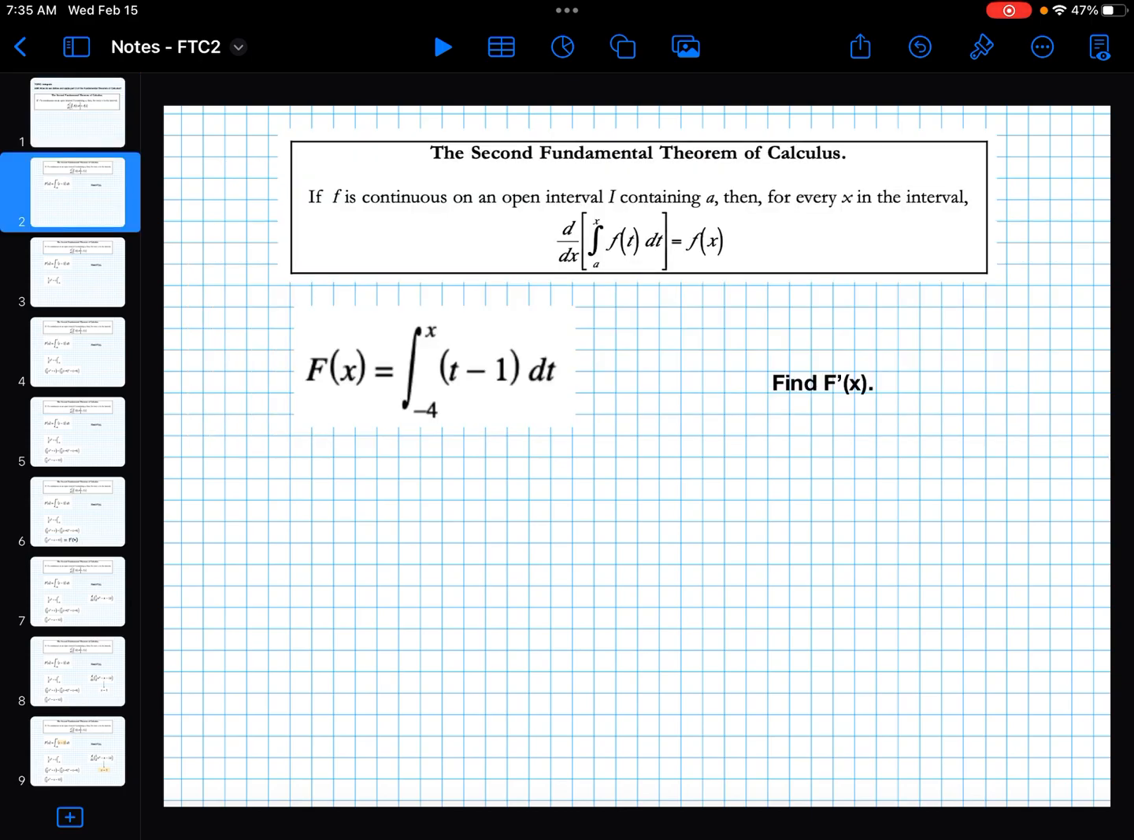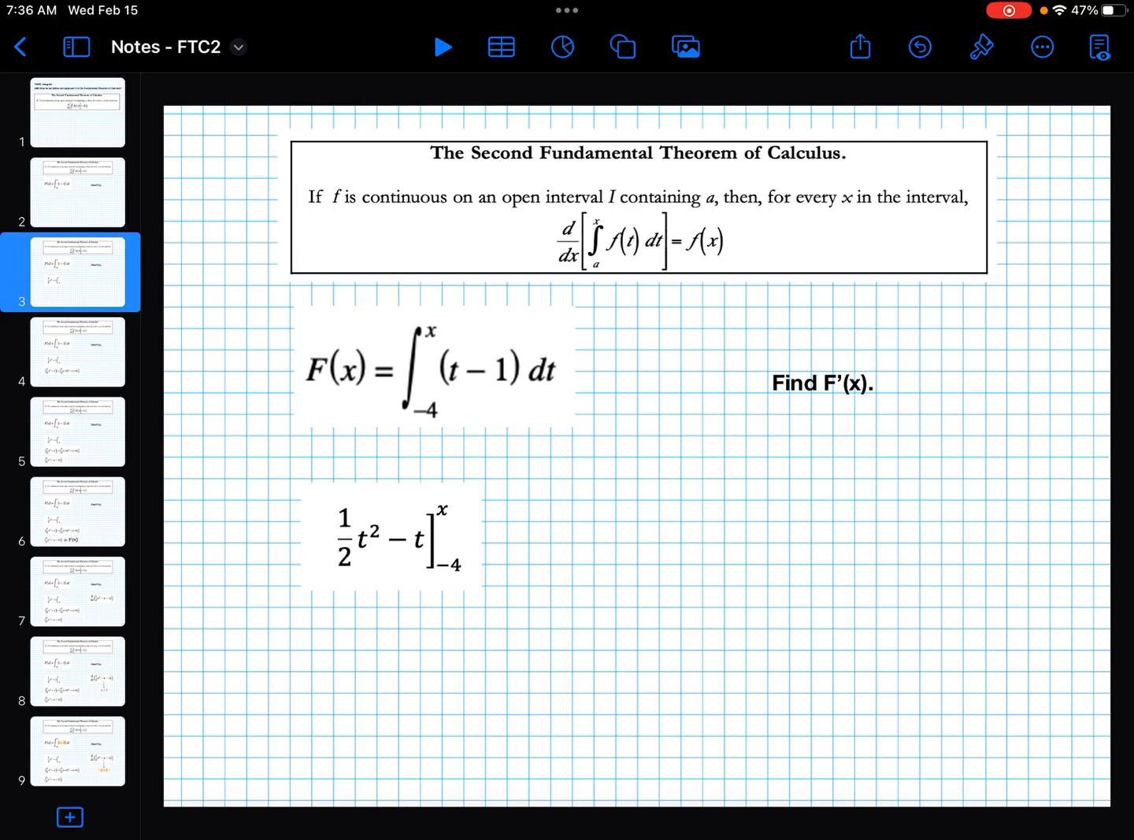I'm just going to show you how it works here with a specific example. So big F of x is equal to that definite integral from the constant -4 to that upper limit of x of t minus 1 dt. So the way to show you this works is actually take the antiderivative with the first part of the fundamental theorem of calculus and then differentiate that antiderivative, and then you'll see the shortcut hidden in plain sight there.